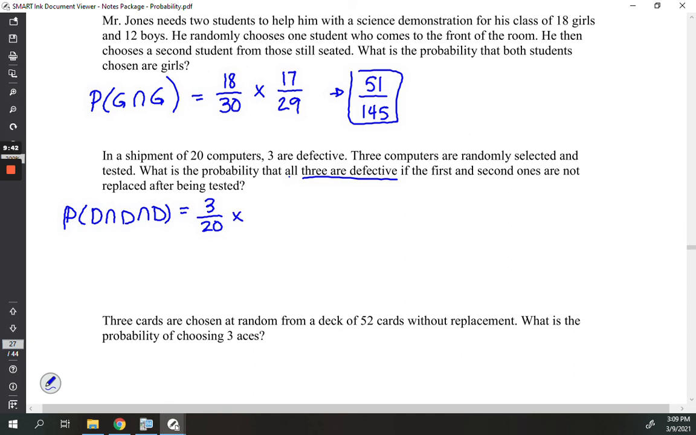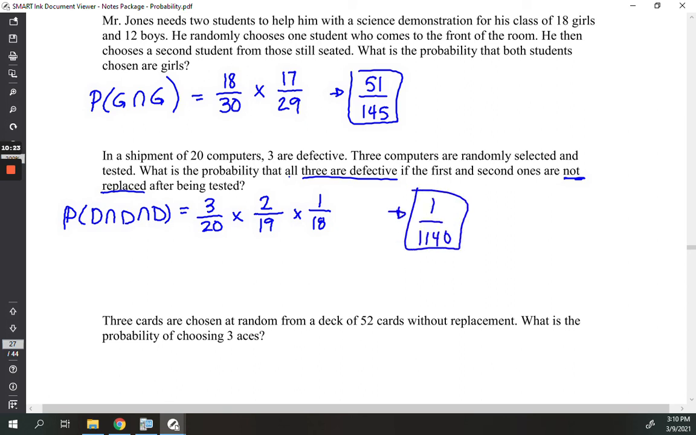And we have said that the ones that we pull, the first and second ones, are not replaced after being tested. So once I have that defective one in front of me, I'm going to go and choose another computer. When I go back, I already have a defective one with me. There's only 2 left that I could grab out of the remaining 19 computers still in the room. Then that one ends up being defective, so now I have 2 defective ones. I'm going to go back into that room to get my other computer. There's only 1 defective one left out of a total of 18. And then you're going to get your total. Once it's simplified, that's going to be your probability.